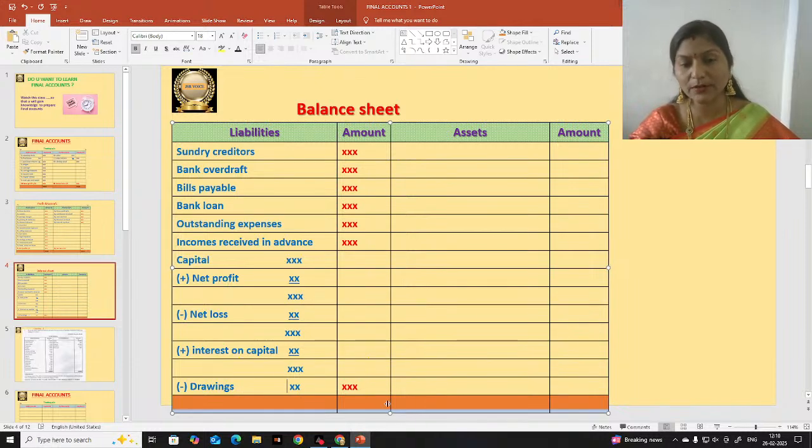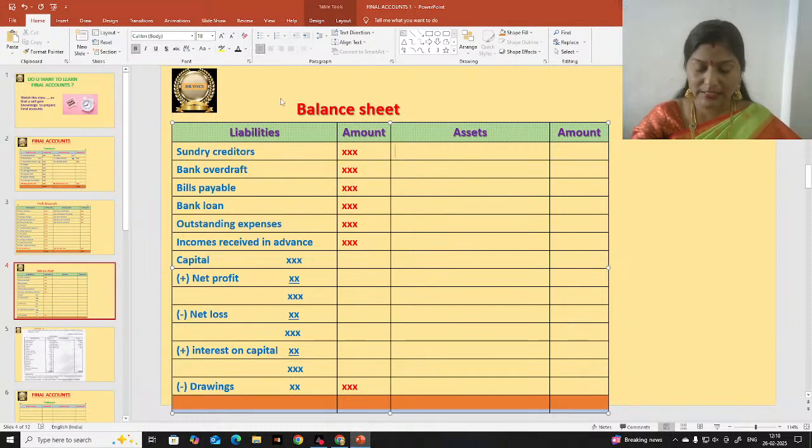I am not mentioning, but you have to deduct. Drawings or interest on drawings, remember that both we are going to deduct here. Interest on capital we are going to add, and whatever amount we get after doing that calculation, that will be recorded in the amount column. And these are the list of assets that you should remember whenever you prepare a balance sheet.